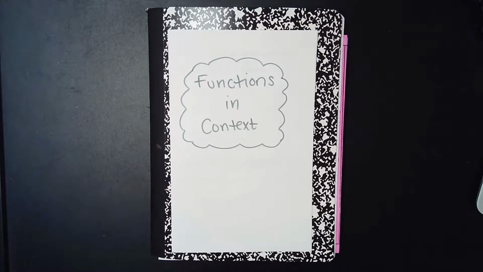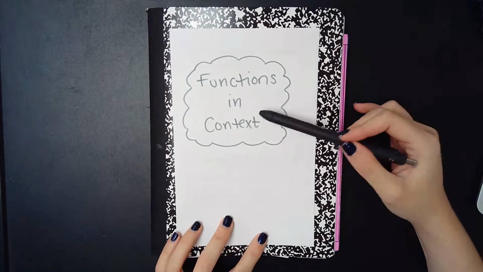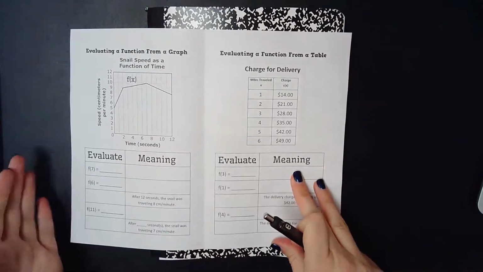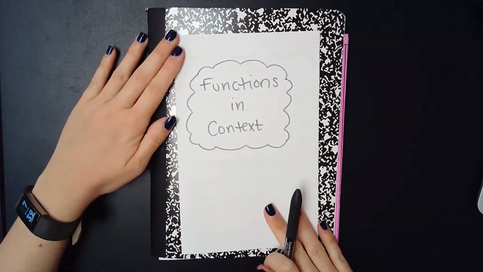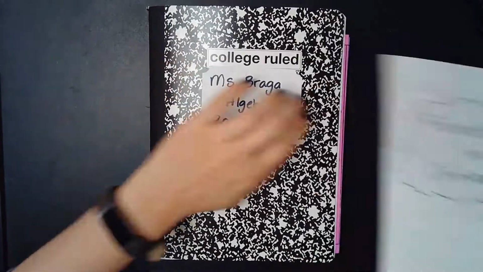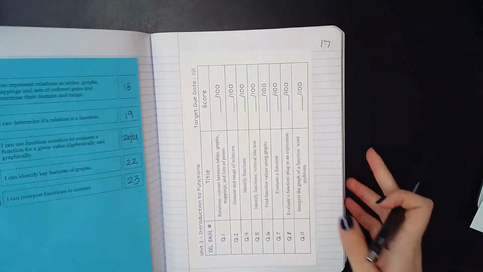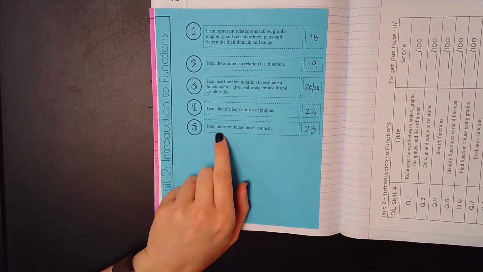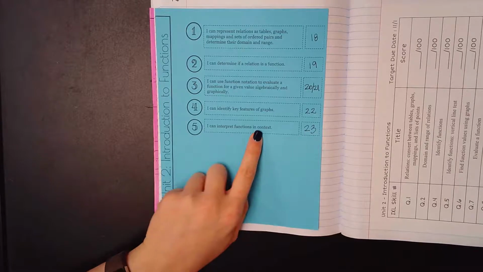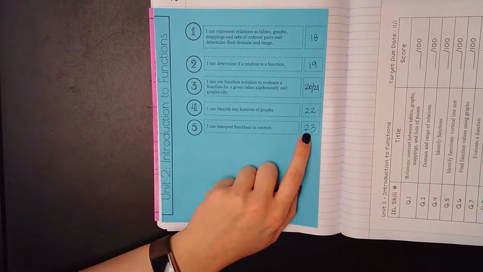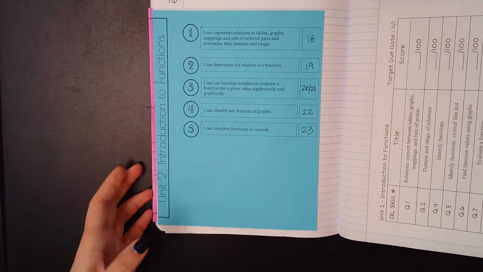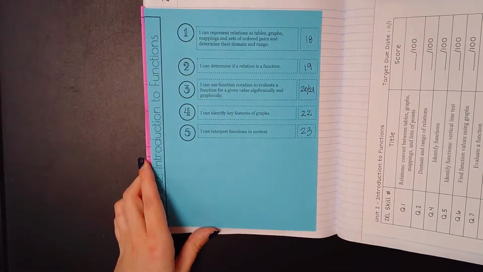Today's notes are for our last learning target in Unit 2, and this learning target is about functions in context. So your note page, you want to fold in half, put a title on the front, and then in your table of contents, this is learning target 5, I can interpret functions in context, and it's going into your notes on page 23. So make sure your table of contents is updated for this unit, because this is the last set of notes.